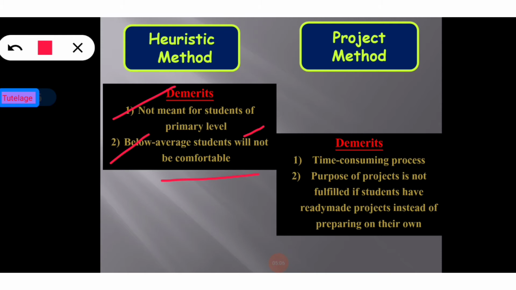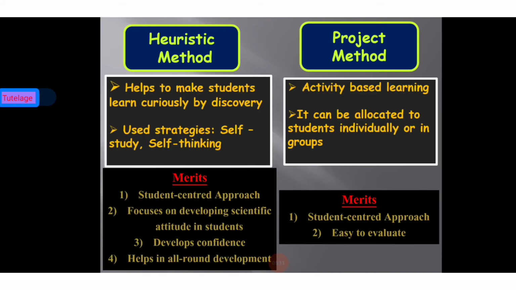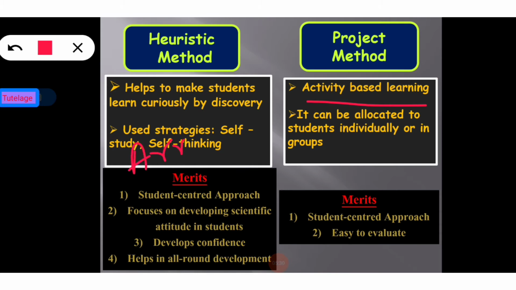Okay, and now move on to the second method, that is the project method. Okay, so I think this is clear from its name. Project method is basically activity based learning. Okay, so it was developed by Kilpatrick. So the heuristic method was developed by Armstrong, and the project method was developed by Kilpatrick.